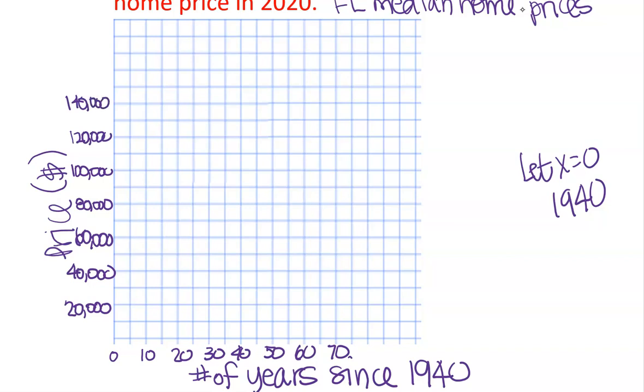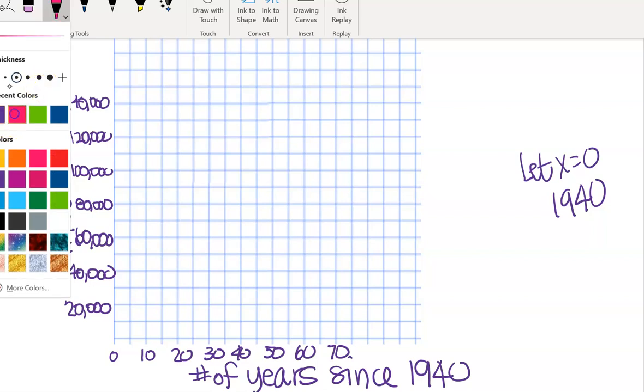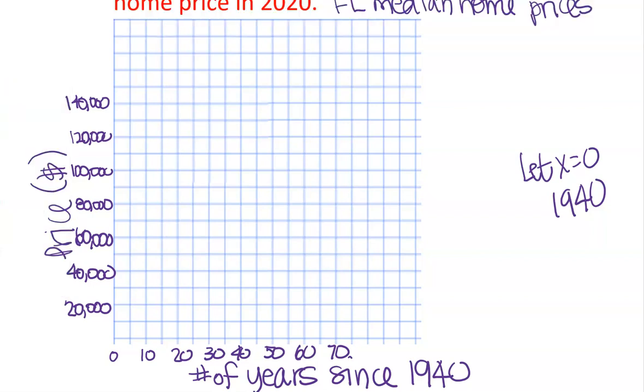Okay, that should be good. Let's plot them. So 1940, which would be t equals 0, or x equals 0, 23,000. So somewhere right in here, let's change colors for that. So 23,000. 1950 would be 40,000. A little bit over that, but not much. 20 years would be 58,000.